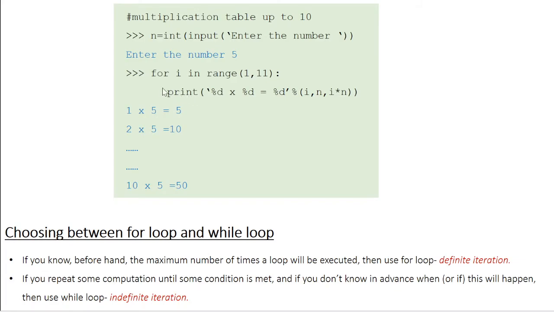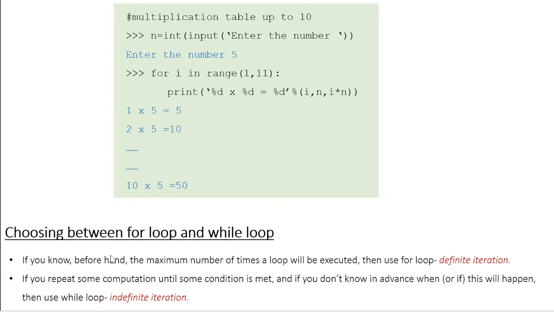So let's see what happens in the first iteration. Value of i equal to 1. So you get 1 into n, which is 5, equal to 5. In the second iteration, value of i equal to 2. So your statement is going to be 2 into 5 equal to 10. In the third iteration, this becomes 3 into 5 equal to 15. Finally, in the last statement, you have 10 into 5 equal to 50. So you have created a sequence of 10 elements, so you have 10 iterations. At the end of the 10th iteration, the loop is terminated.